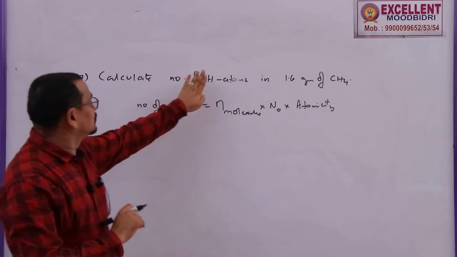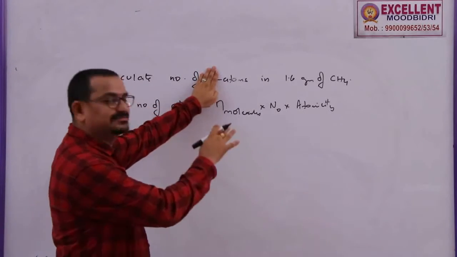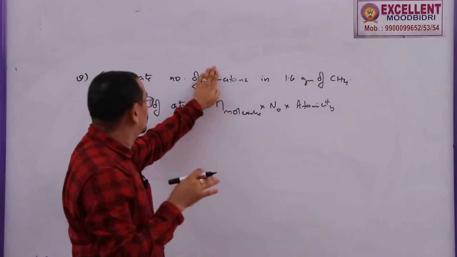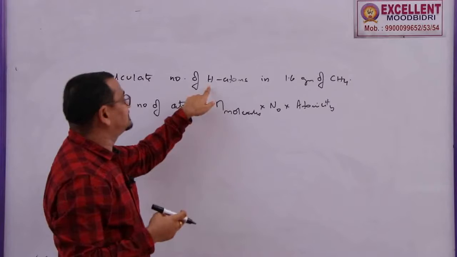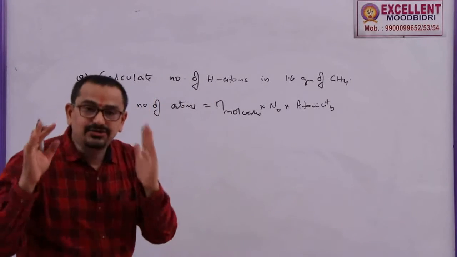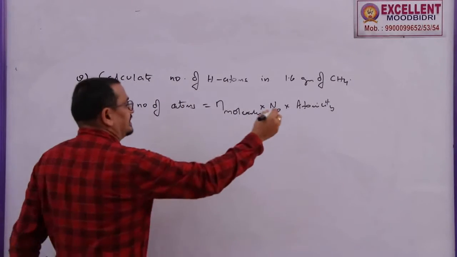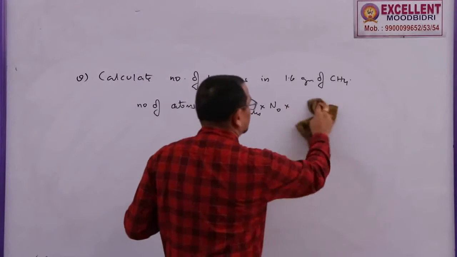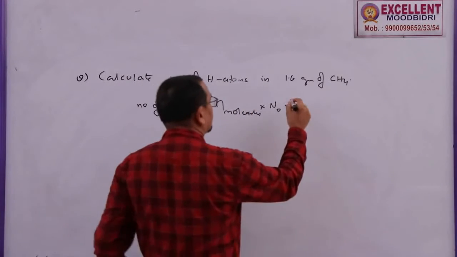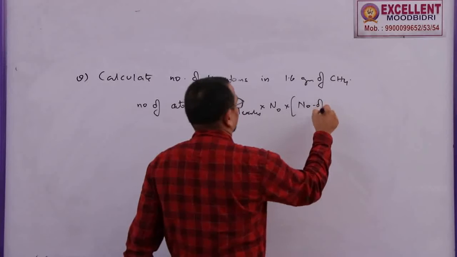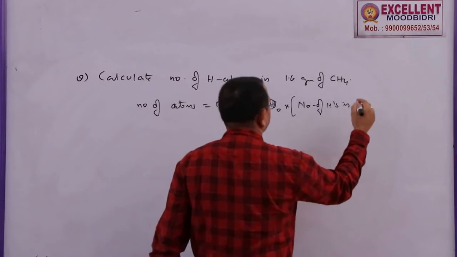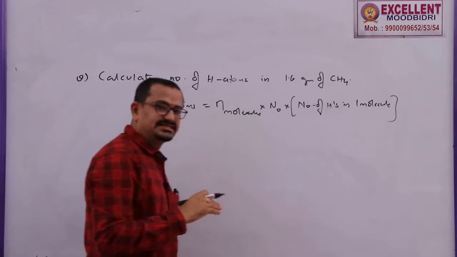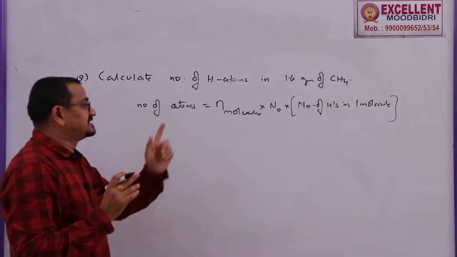If the question is only to find out the number of atoms in so and so, then it is valid. But here it is asking about the number of hydrogen atoms. So instead of atomicity, what we have to do? We have to take the number of hydrogens in one molecule of a substance.